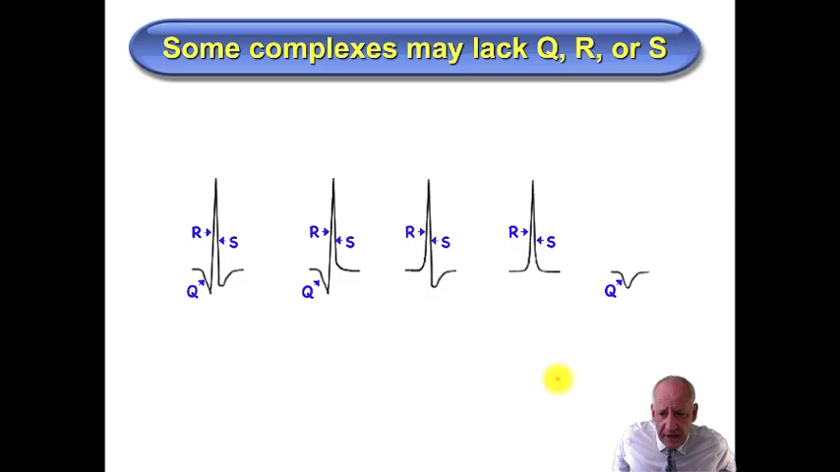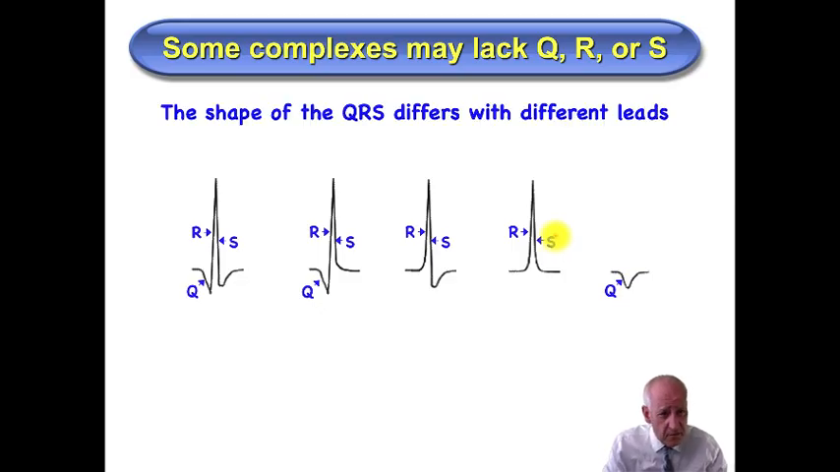So here are examples of complexes that may lack Q, R, or S. Here we have one that has all 3. Here is a little bit different shape where there is no downward deflection of S below isoelectric. Here is no Q wave, but an R and S. And here's just an R and S with no downward deflection at all. And here's an example of QRS with just a Q. So the shape of the QRS differs between different leads. Think about why that is so.